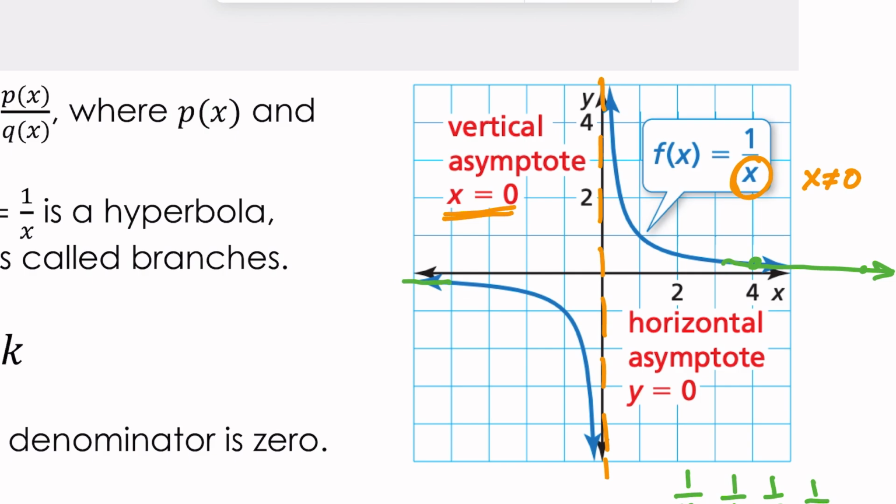And the same thing is happening here as I'm plugging in negative numbers. So if I plug in -4 to my function, 1 over -4, it's negative 0.25. And we're going to get negative values that are very close to 0 as I come across. And so that is what the horizontal asymptote represents.